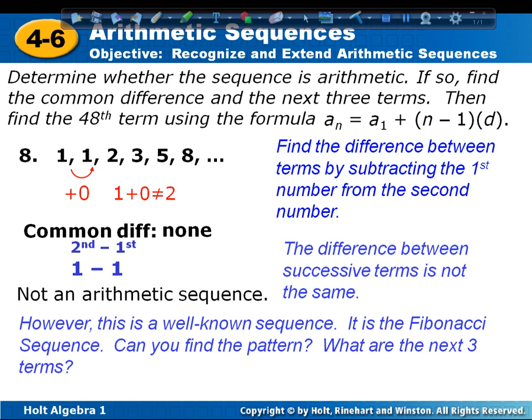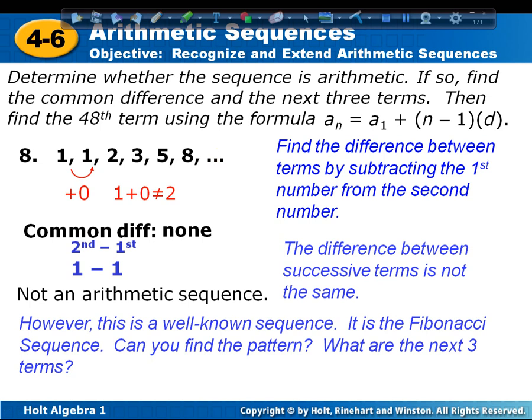And this one says, however, this is actually a well-known sequence. It's what's called the Fibonacci sequence, and it says, can you find the pattern, and what are the next 3 terms? Here, again, this is a sequence. There is a pattern here. It's just not arithmetic. But if I say 1 plus 1, I get 2. If I say 1 plus 2, I get 3. If I say 2 plus 3, I get 5. If I say 3 plus 5, I get 8. So I could say 8 plus 5 and get the next one, and so on and so forth.